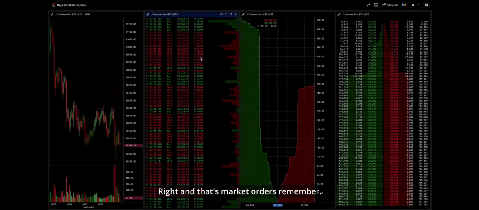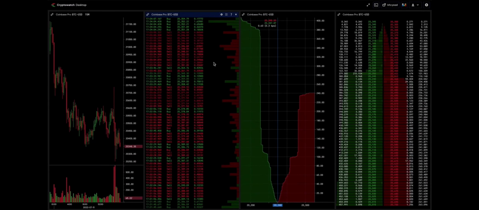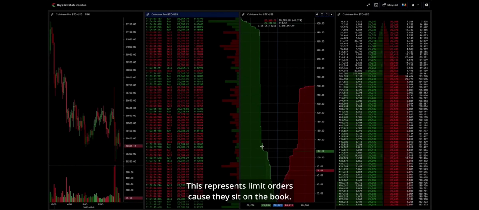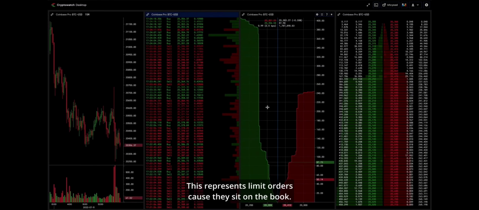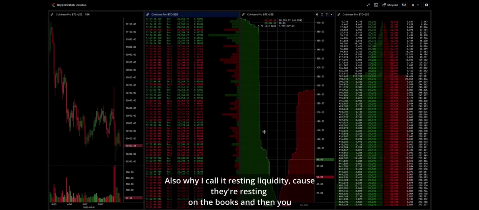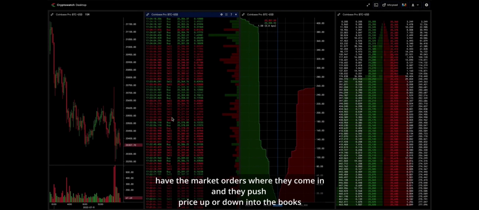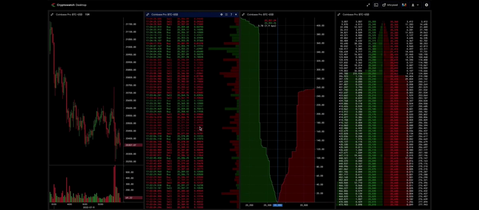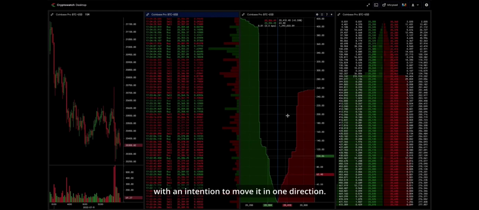All right, and that's market orders, remember. So the market orders here are getting sold into or bought into the limit orders here. This represents limit orders because they sit on the book. Also why I call it resting liquidity, because they're resting on the books. And then you have the market orders where they come in and they push price up or down into the books with an intention to move it in one direction or the other.